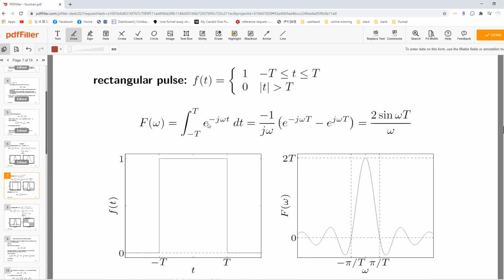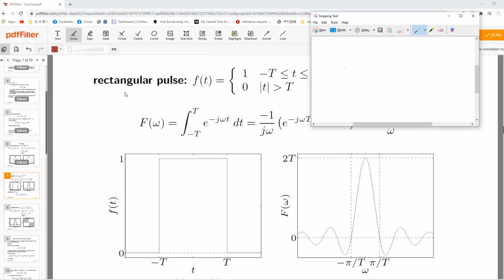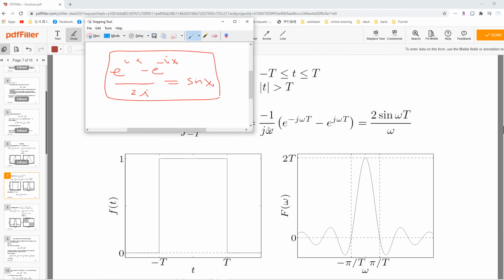And then this rectangular pulse is also easy. You just take the exponential minus j omega t and directly do the integration. So there's a minus 1 divided by j omega and the same factor, and then you put the small t into large t, so you get these two. Then you can use the formula, maybe right here. The detail is that you use exponential i x minus exponential minus i x, divided by 2i. This is just sine x. So you just use this and put it into this.